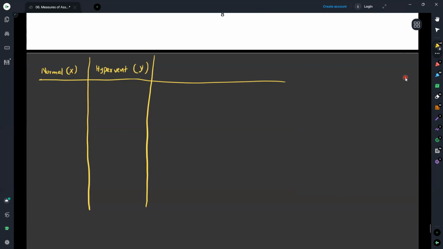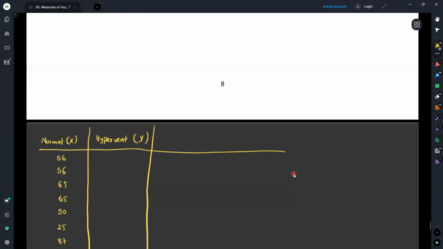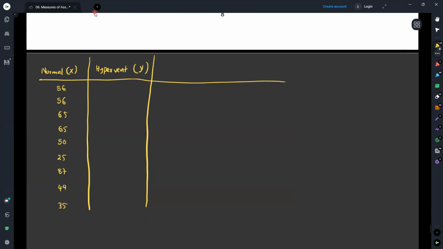If I write down the values for the normal condition, the first value is 56, the next value is again 56, then 65, again 65, then 50, then 25, then 87, 44, and 30. Now all 9 values have been mentioned, and you cannot change the places. You have to place the values as they are, because these are ordered pairs. For the hyperventilated data, we start from the first value, 87. Then the next value is 91. Thereafter, 85.